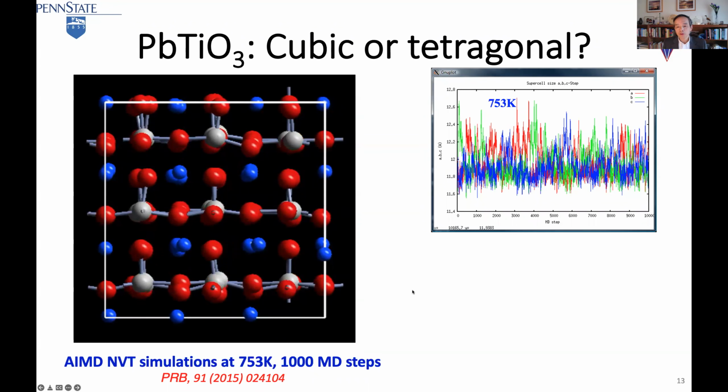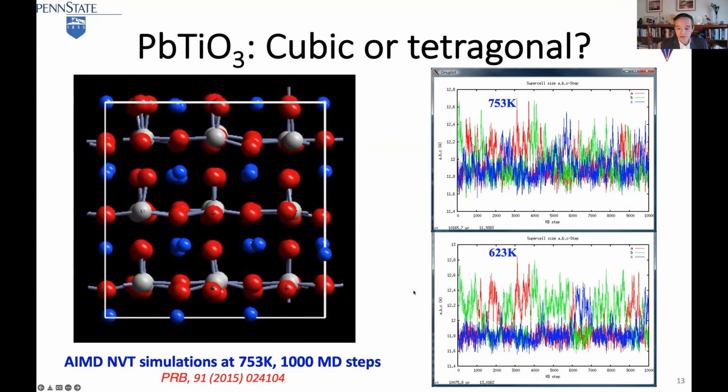If you decrease temperature to 623, then you see that it stays longer in one direction, and it switches less often. If you go to an even lower temperature, it switches even less frequently, and it stays longer at that temperature. And you go to above the transition temperature, very close to this one. So now we can take this data and put it in a plot.